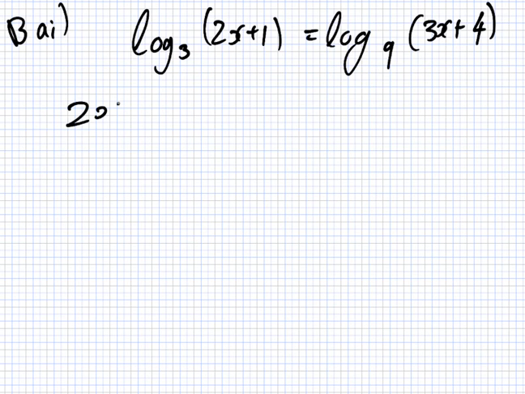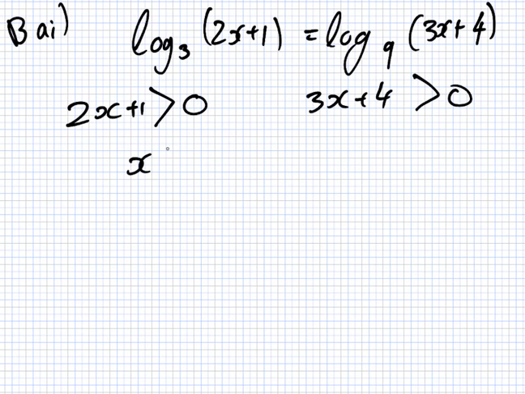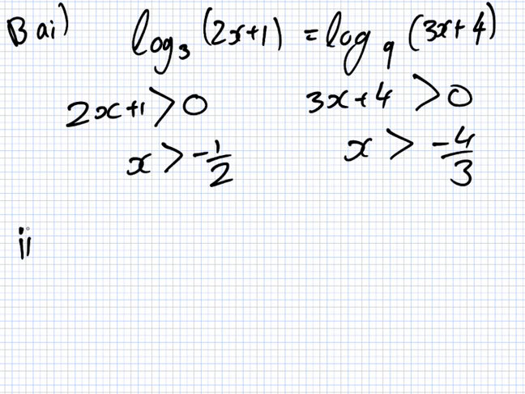Okay, so here, which ones are defined for? You need 2x plus 1 to be more than 0, and 3x plus 4 to be more than 0. So you get x must be more than minus 1 over 2, x must be more than minus 4 over 3. And now in part 2, we have to solve it.